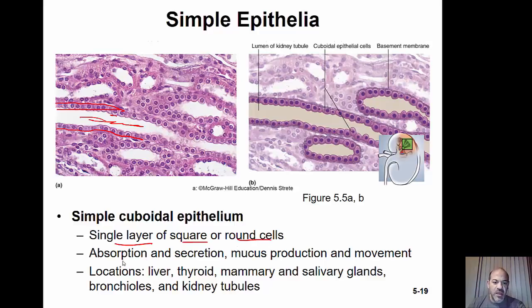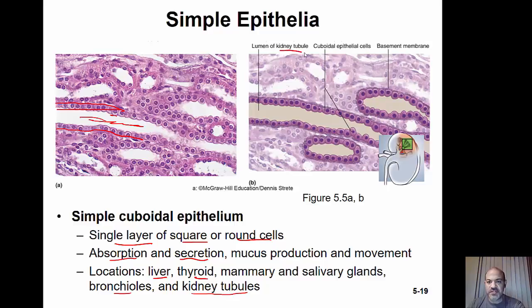They are specialized for absorption and secretion, and mucus production and movement in some cases. So places we might find this are the liver, thyroid, mammary and salivary glands, the bronchioles, which are passages leading to the air sacs in the lung, and the kidney tubules, which is probably likely what the picture above is.